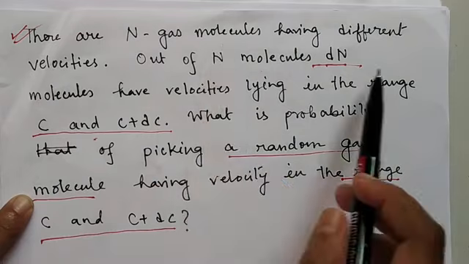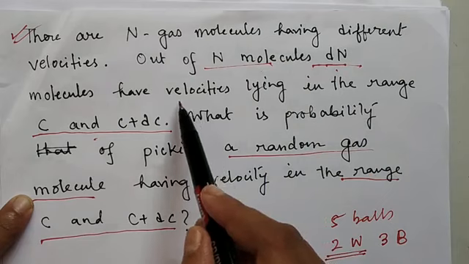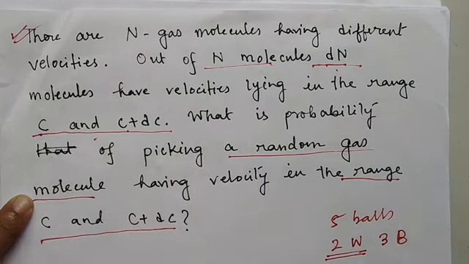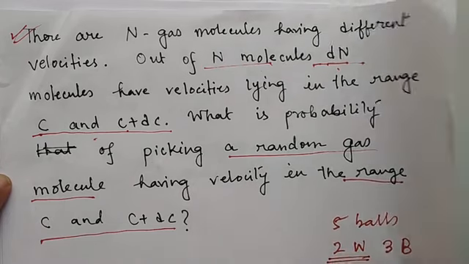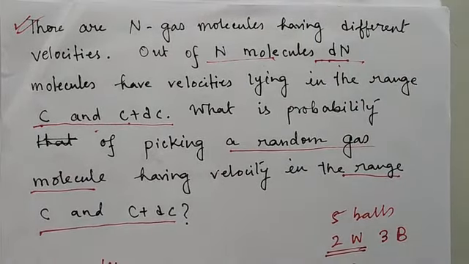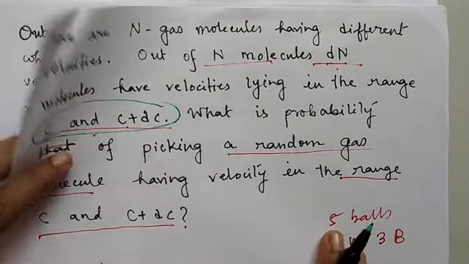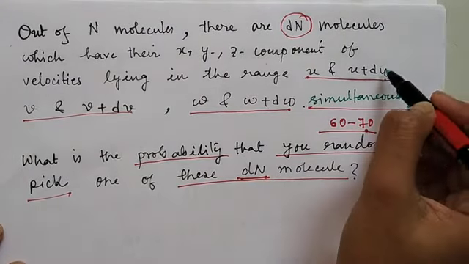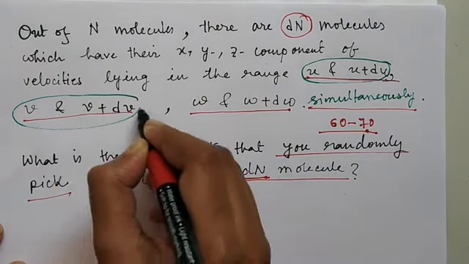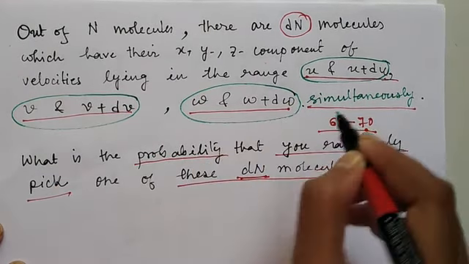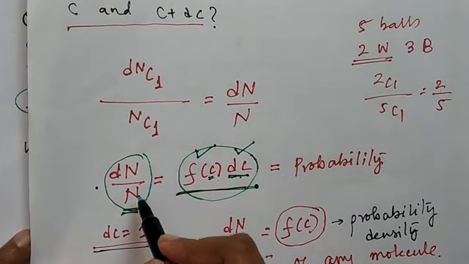There are n gas molecules. Out of the n molecules, dn molecules have their velocities lying in the range c and c plus dc. And what is the probability that you pick one random gas molecule which has velocity lying in the range c to c plus dc? The only difference is that in this problem the velocity range is c to c plus dc, and here the velocity components are in the range u and u plus du, v and v plus dv, and w and w plus dw simultaneously. So in such a case, the probability was dn by n.